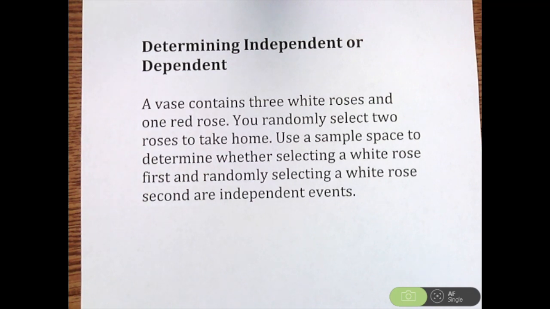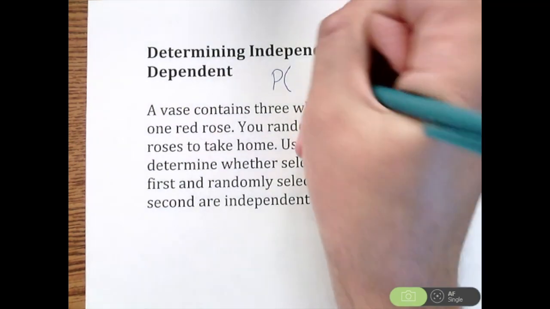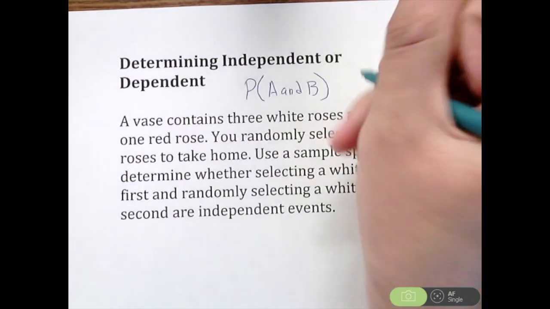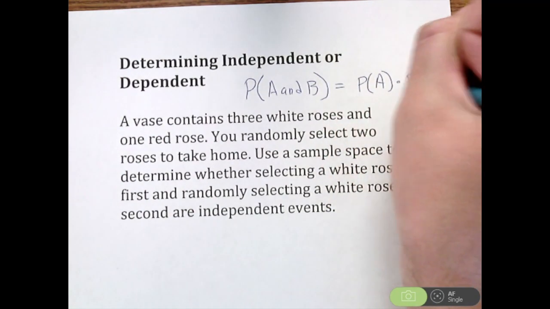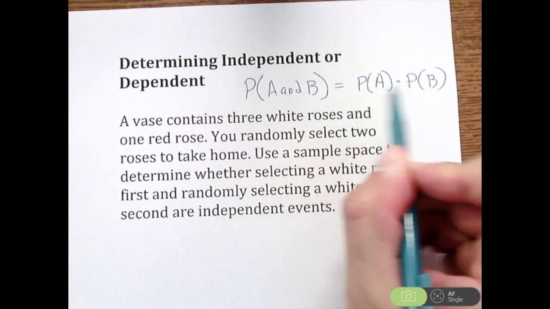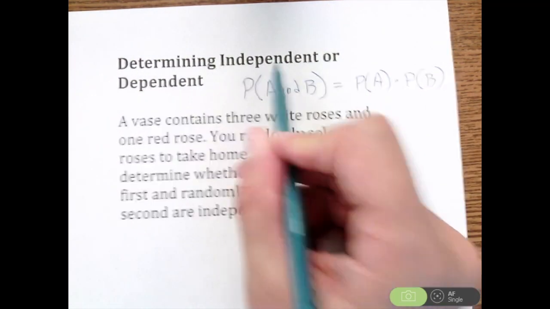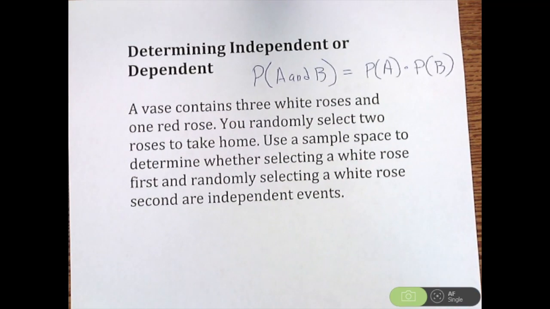All right, in this video, we're going to determine whether two events are independent or dependent. Now, how that works is if two events A and B are independent, then you can say P(A and B) equals P(A) times P(B). So the probability of A and B should equal the probability of A times the probability of B. These should be equal if you're independent. If the left and right are not equal, you are not independent, which makes you dependent.